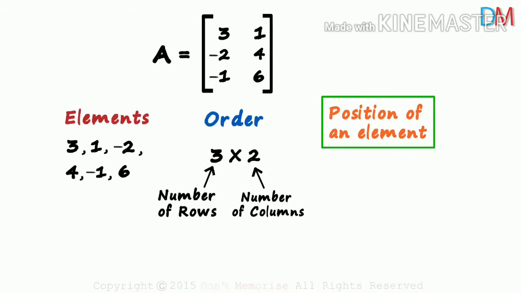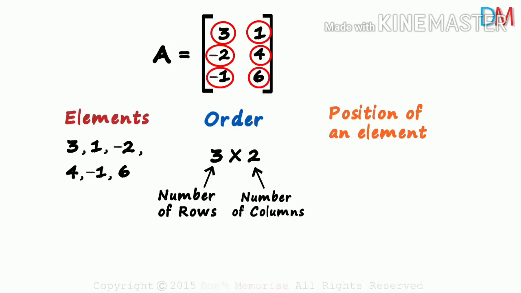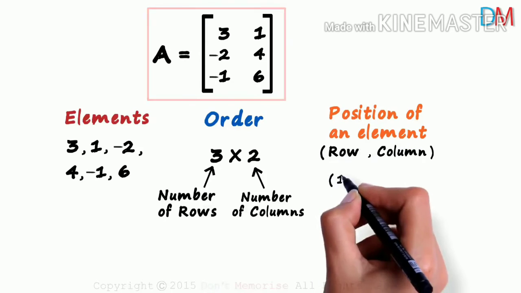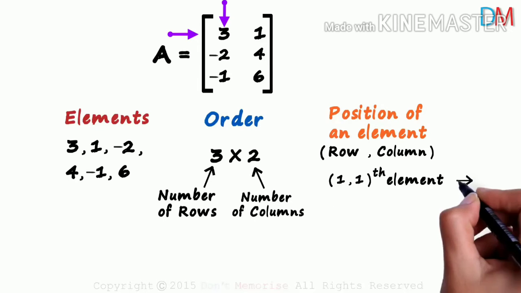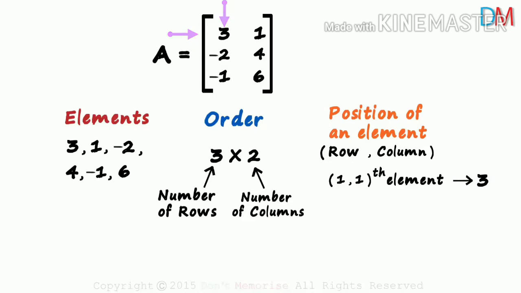Next, we come to the position of an element. Every element in a matrix has a unique position. But how do we define the position of an element? It's easy. We look at the row in which it is placed and then the column. Yes, row, column. So in this matrix A, what will be the 1/1th element? What does 1, 1 mean in this context? First row and first column. This is the first row and this is the first column. 3 is the 1/1th element.